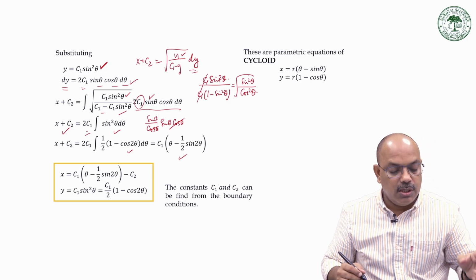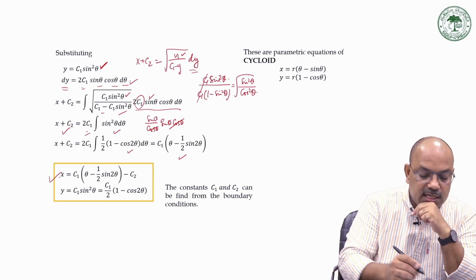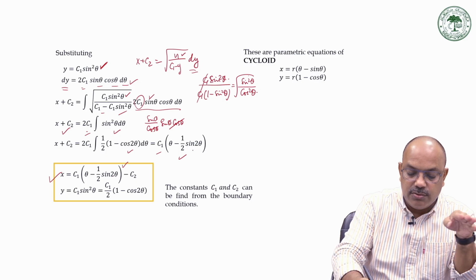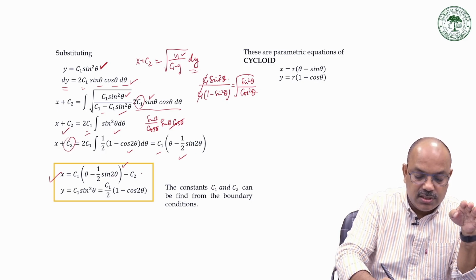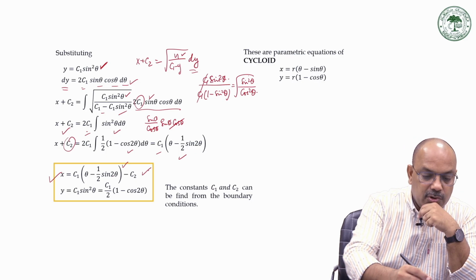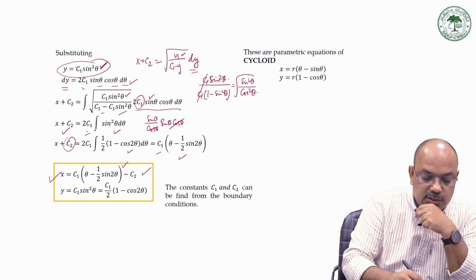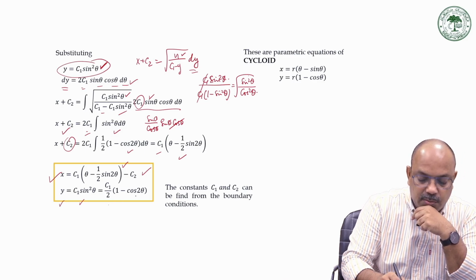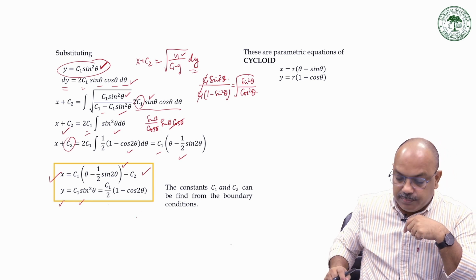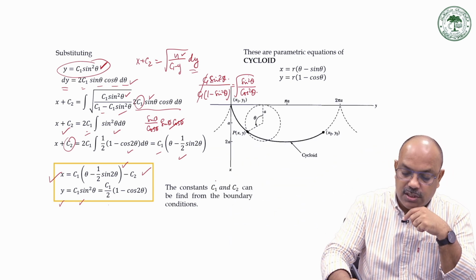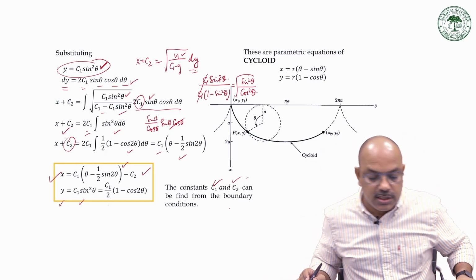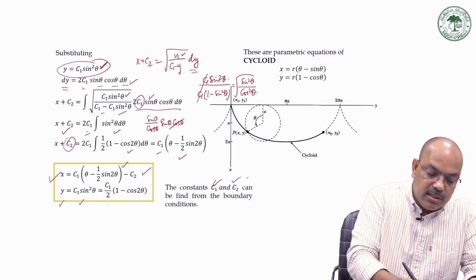So the equation you are going to get is x equals c1 by 2 times theta minus half sine 2 theta, plus c2. Because you defined y as c1 sine squared theta, I have y equals c1 by 2 times 1 minus cos 2 theta. These c1 and c2 are to be determined from the boundary conditions.